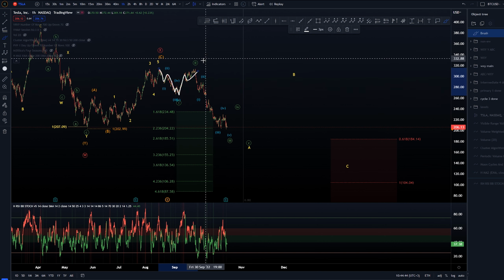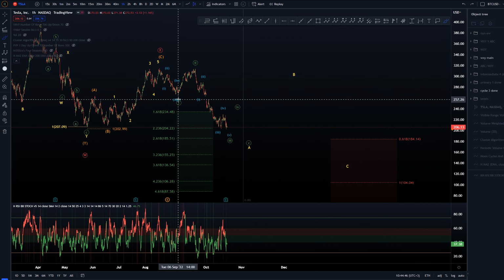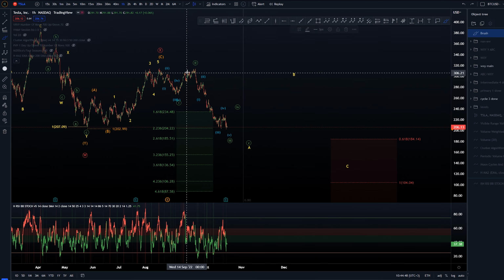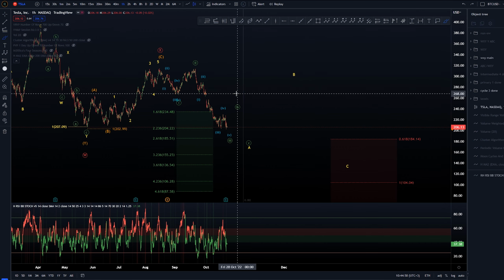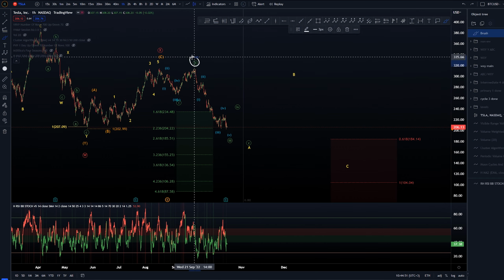Then a very ugly looking 3-wave structure in here. We could be having this as an A, B, and C with some kind of diagonal here in that C to complete the wave 2, almost taking out the highs that we would have here. Definitely not a very pretty wave 2 here, has to be said.